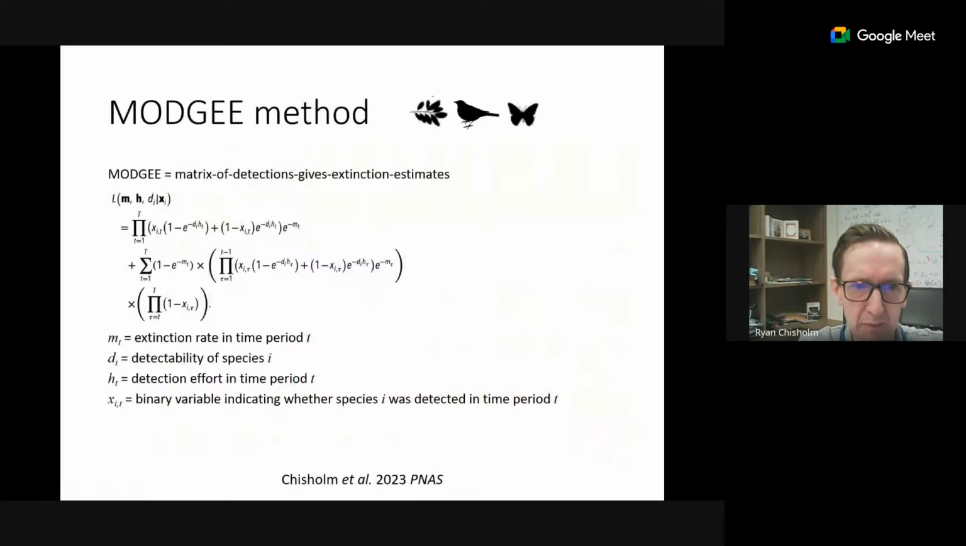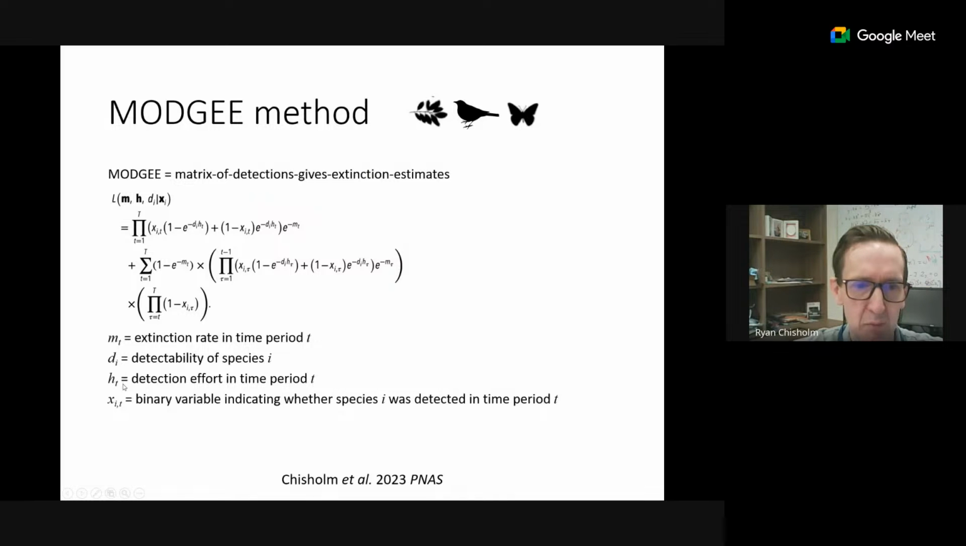And so we came up with this model. This is a more complex version of the model. We had a simpler one as well, but this is the more complex one that we've applied to the three biggest data sets: plants, birds, and butterflies. What we say is, well, we have parameters for the extinction rate in time period t. So for the birds, that'd be decade t.